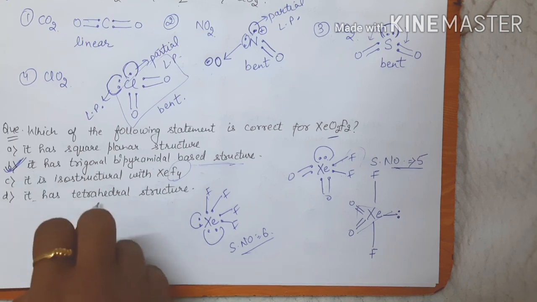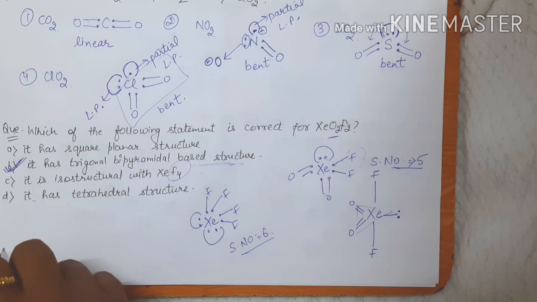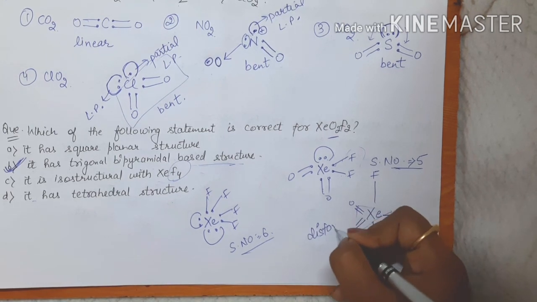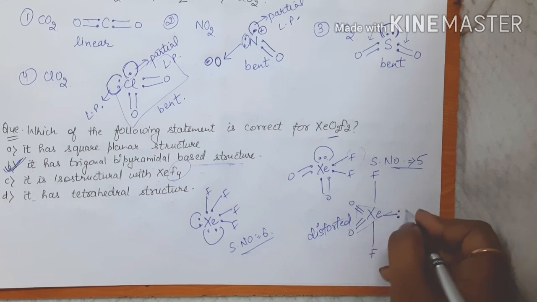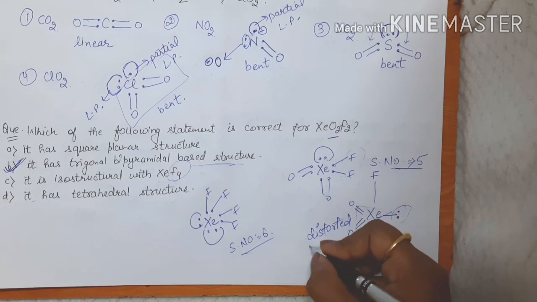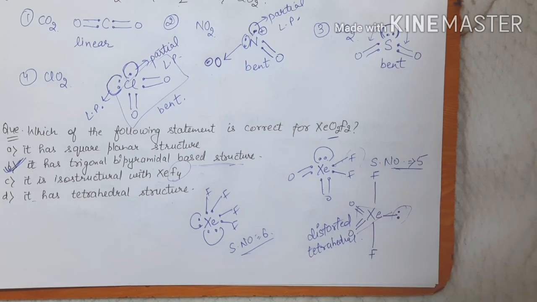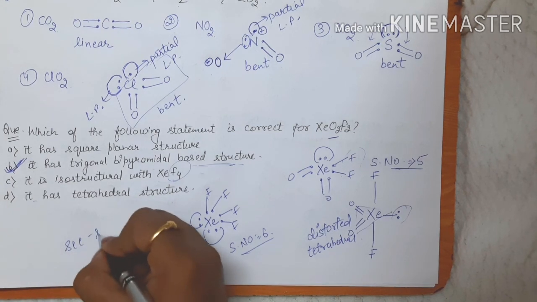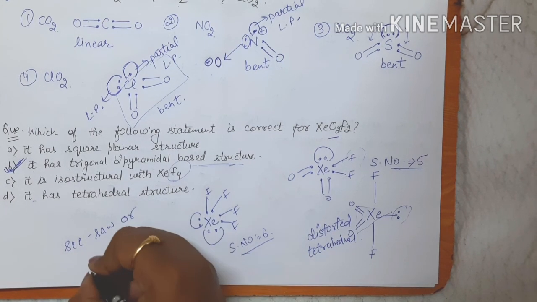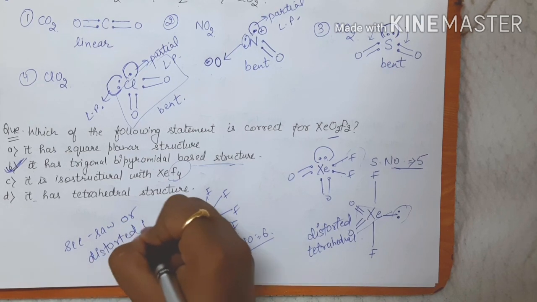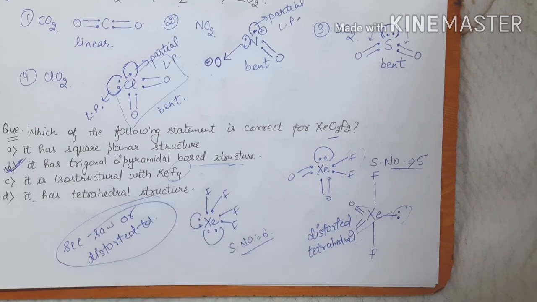Next is it has a tetrahedral structure. No, it does not have tetrahedral. Instead it has a distorted tetrahedral structure. The tetrahedral structure is distorted. Right? Or you can say the seesaw structure. Right? Seesaw or distorted tetrahedral are the same thing. Right? So option B is correct.